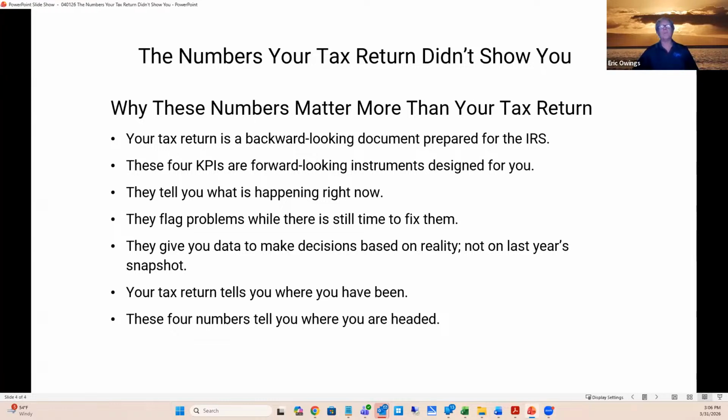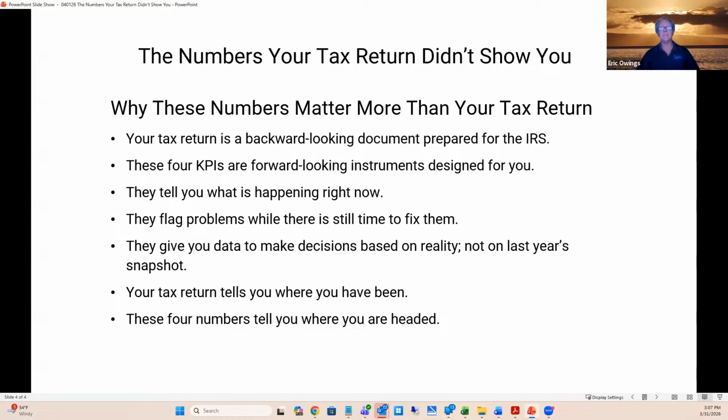Why these numbers matter more than your tax return? Again, I've said before, the tax return is a backward-looking document and it's prepared for the IRS. Now, it does give you a measure of metrics and it gives you an idea of exactly how well you've done to a certain extent. But the four KPIs that we just went over are forward-looking instruments, and they're designed for you to basically tell you exactly how well you're doing now and how well you can expect to do in the near future.